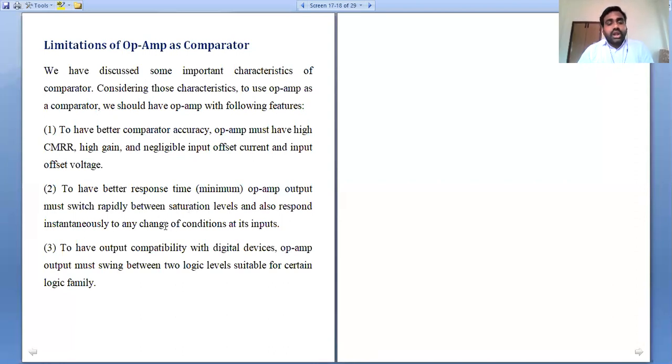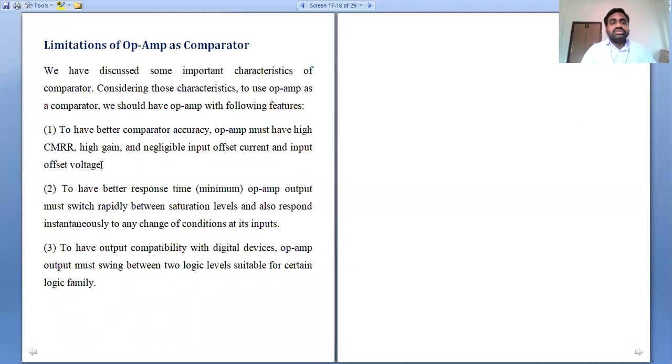The third most important thing is output compatibility in the application of digital devices. The output must swing between two logic levels. How the output swings, we observed in the morning class in the positive and negative voltage limiter: there used to be a voltage swing. That is an important parameter. The output has to swing between positive saturation and negative saturation. That means the output varies between two suitable logic levels.